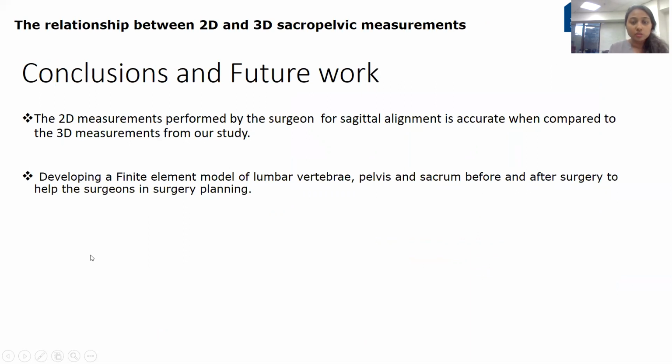So the 2D measurement performed by the surgeon for sagittal alignment was accurate when compared to the 3D measurements from our study. And we are also developing a finite element model of lumbar vertebrae, pelvis and sacrum before and after surgery to help the surgeons in surgery.